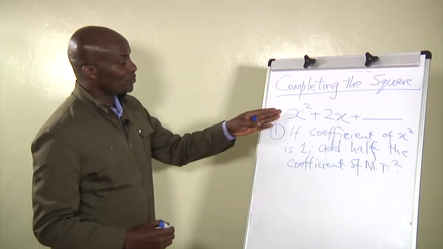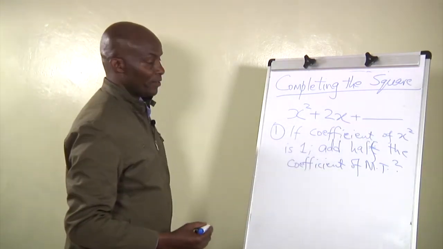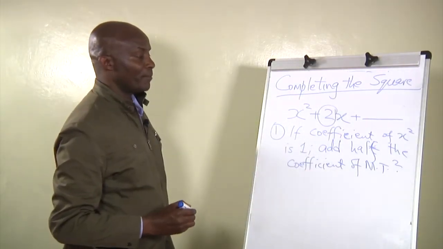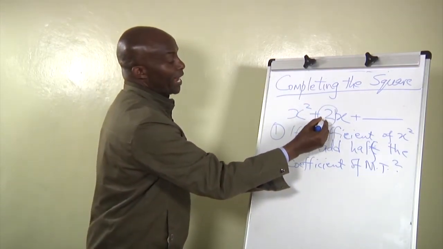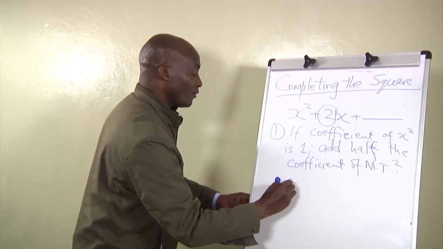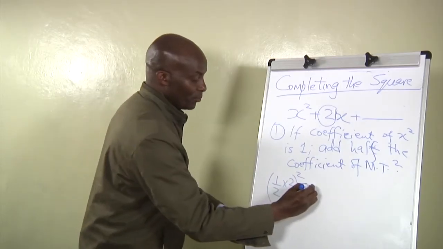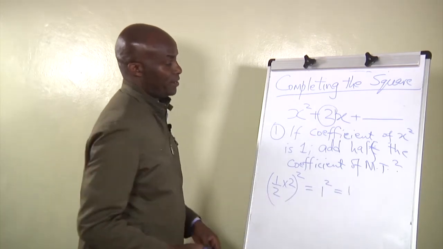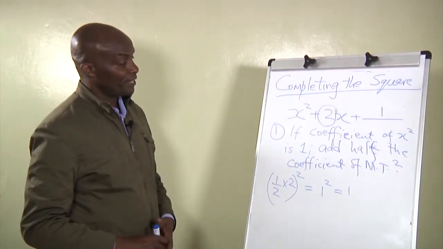Now, let me use this example to explain. What number do we need to add there? This is the coefficient of x, or the middle term, which is positive 2. So we need to add the square of half of this. So we will say half of 2 whole squared is what we need to add, which is 1 squared, equals 1. So that means if we add 1, that becomes a perfect square.